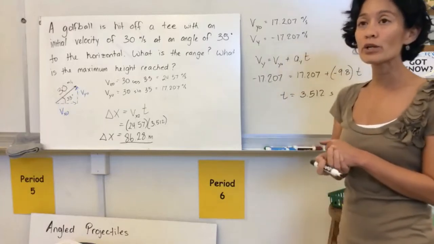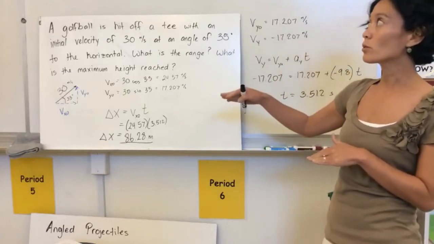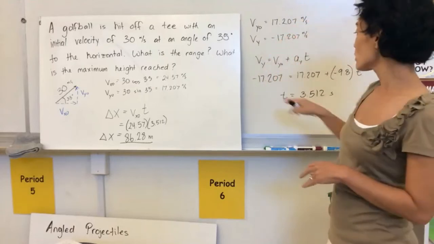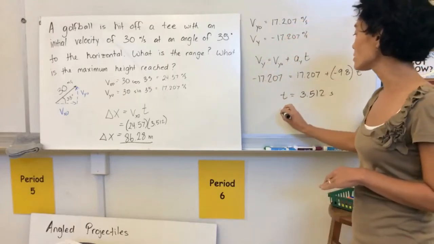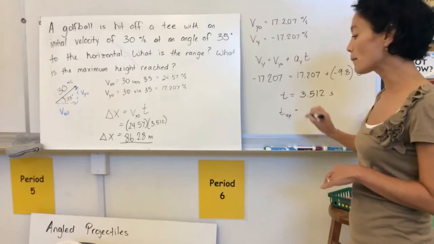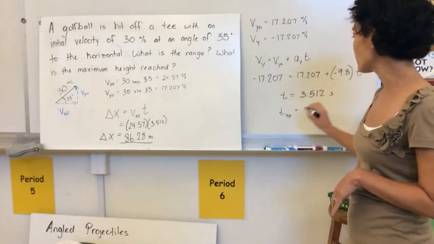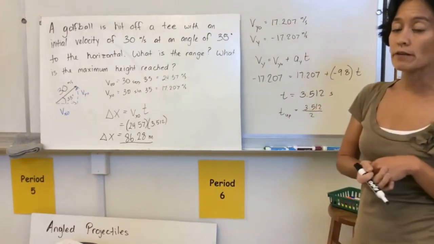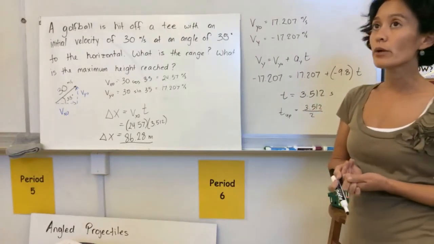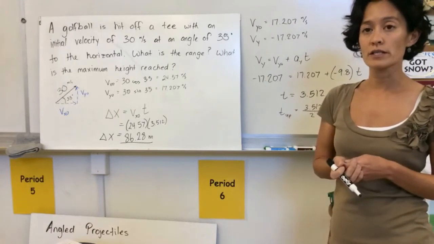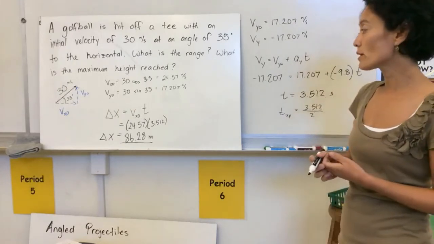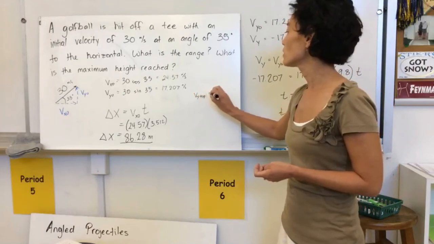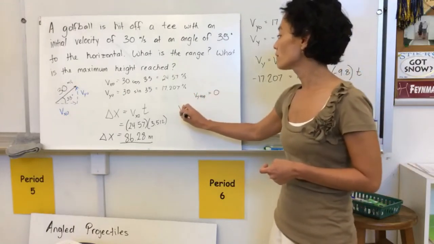So maximum height, what do we know about maximum height from the previous chapter? It's only going up to this certain point. It's only going to take half the time to get there. So if our total time is 3.512, then that means our t up is just going to be half of that. So we could use that time value. Another thing we could use is that we know at the very tippy top, what is the y velocity? It's 0. So at the tippy top, the y velocity is 0, and that actually might be an easier equation to use.